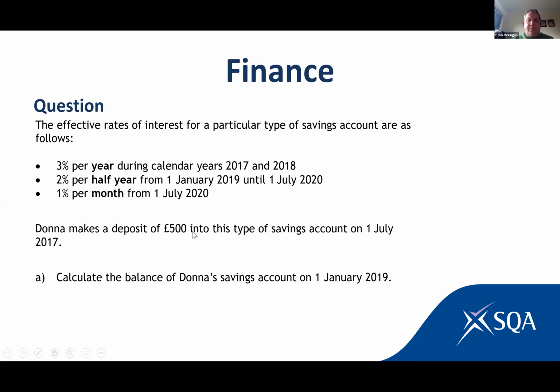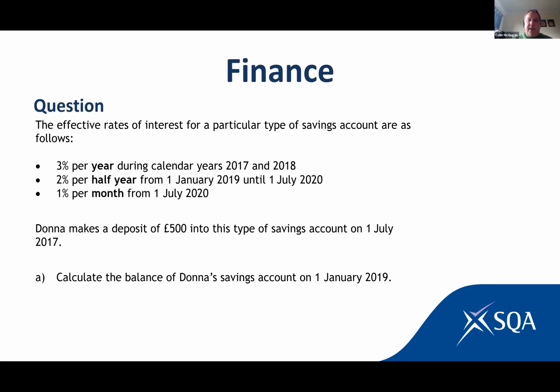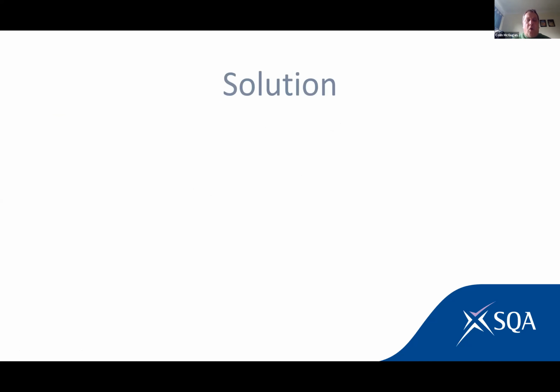So Donna makes a deposit of £500 into this type of savings account on July the 1st. Calculate the balance of Donna's savings on the 1st of January 2019. So it's definitely more complex than a normal National 5 Maths or Applications question.